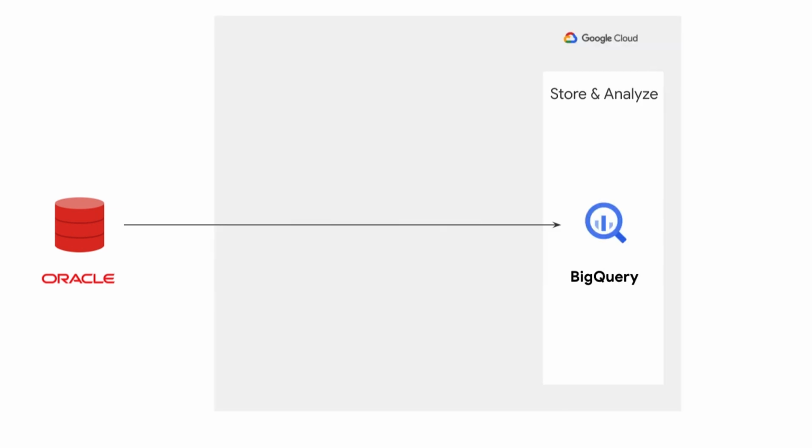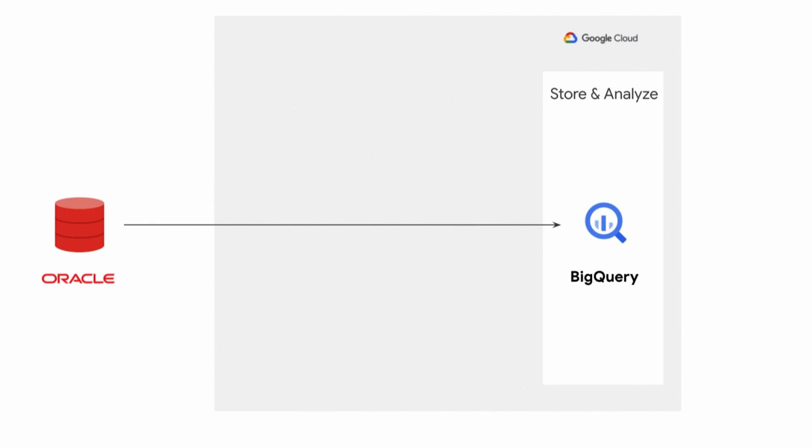So relational databases are great for processing transactions, but they aren't designed or optimized for running analytics at scale. Replicating your data into BigQuery, Google Cloud's data warehouse, unlocks the potential to run analytics on your operational data in real time.